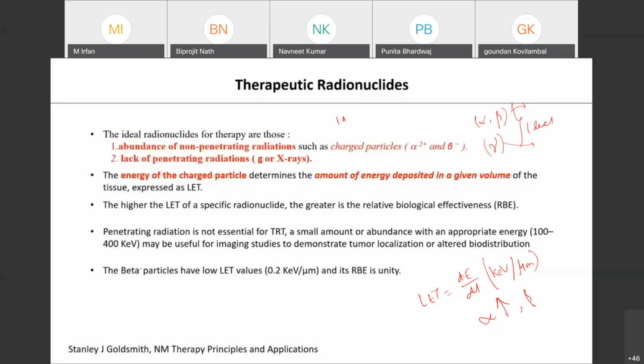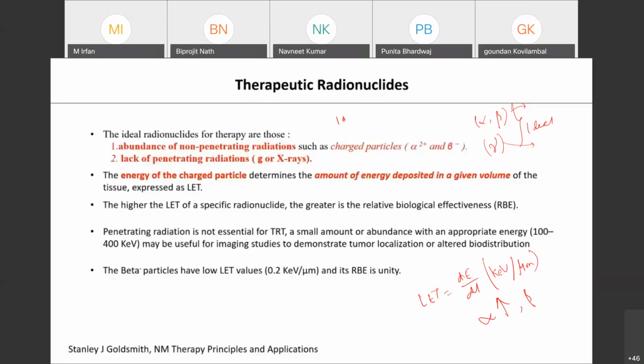And one more thing we should keep in mind: if my radionuclide decays by gamma emission, that's also okay, but it must not decay by higher emission of gamma. If it has gamma emission, it can be used as a theranostic agent. It may be useful for imaging studies to demonstrate tumor localization or altered biodistribution post therapy. And beta particles have low LET values, and their RBE is unity.